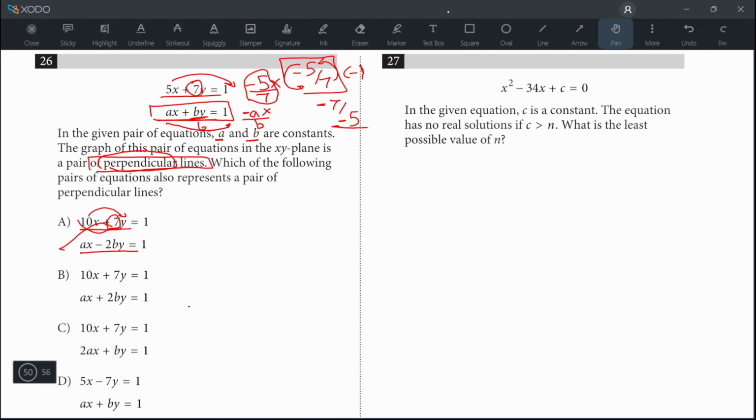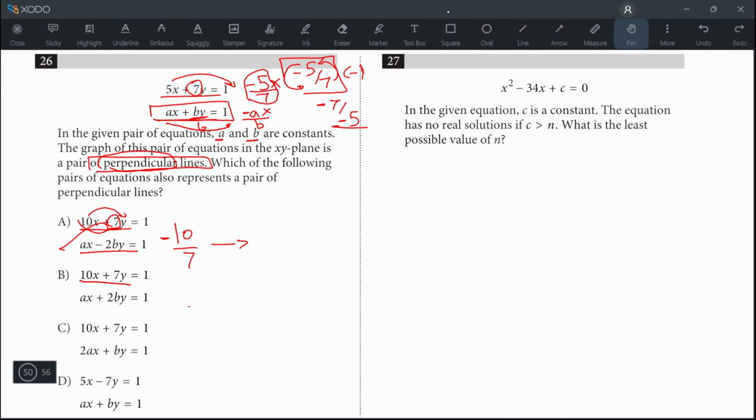Now, what about choice B? We'll do the same steps, and we actually have the same slope here, which is negative 10 over 7. Let's find the negative reciprocal of this slope. The negative reciprocal of this slope is negative 7 over negative 10, which is 7 over 10.